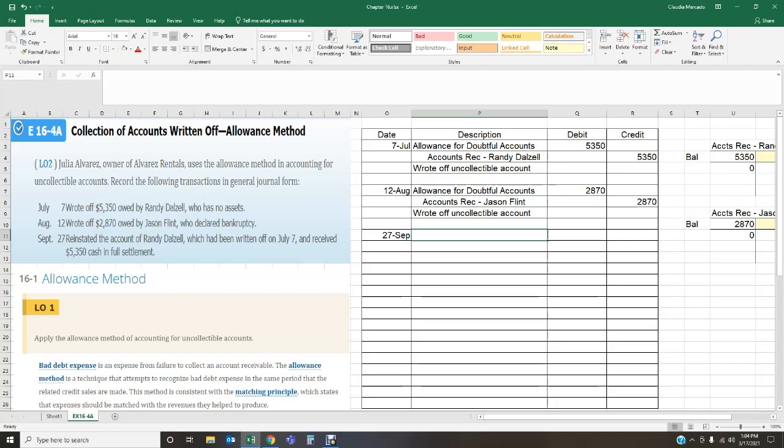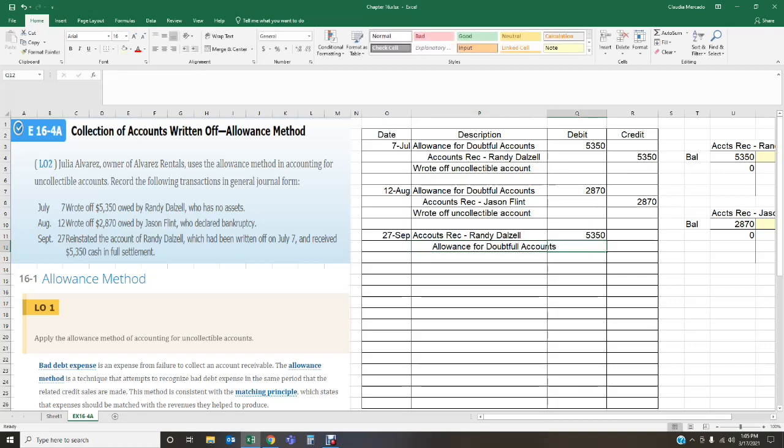So what we're going to do first is reinstate the account. And how do we reinstate the account? We do the opposite of what we did on July the 7th. We have to reverse it out. So what did I do here? I credited my accounts receivable. So now I'm going to debit my accounts receivable. This is for Randy Dalzell, and the amount was $53.50. And I'm going to credit my allowance for doubtful accounts. I'm putting the money back.